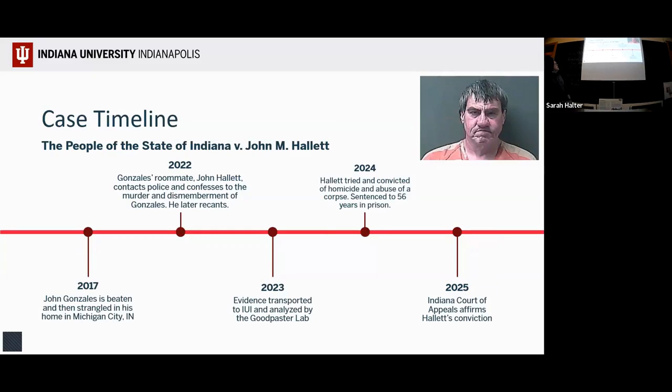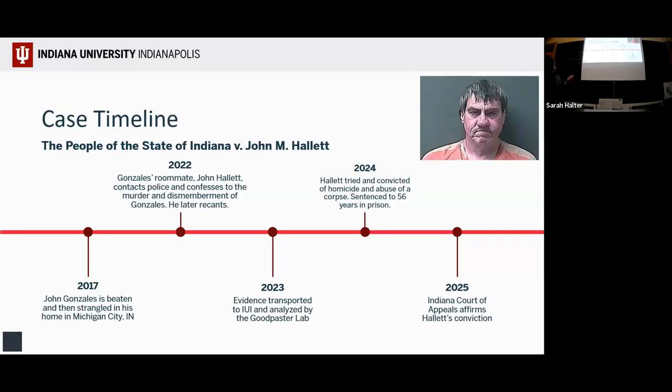And here's our timeline. The defendant is John Hallett, pictured right there, and the homicide happened in 2017. Again, the victim is John Gonzalez. He was beaten and strangled in his home that he shared with Mr. Hallett. They were both formerly homeless people who were, through a social services agency, placed together as roommates in this house. And as I'll explain, one night everything went haywire and a murder occurred.